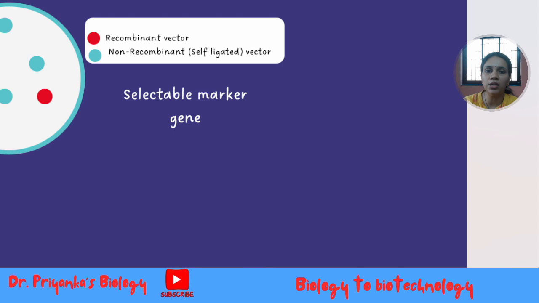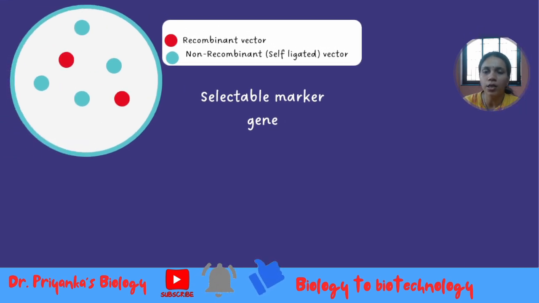Now suppose consider this culture plate. If you can see, there are two types of dots here, red and blue ones. The red dots indicate the recombinant transformants, whereas the blue ones indicate the self-ligated vectors, indicating the non-recombinant transformants. Now we need to identify the recombinant transformants from the non-recombinants. So how do we go about that?